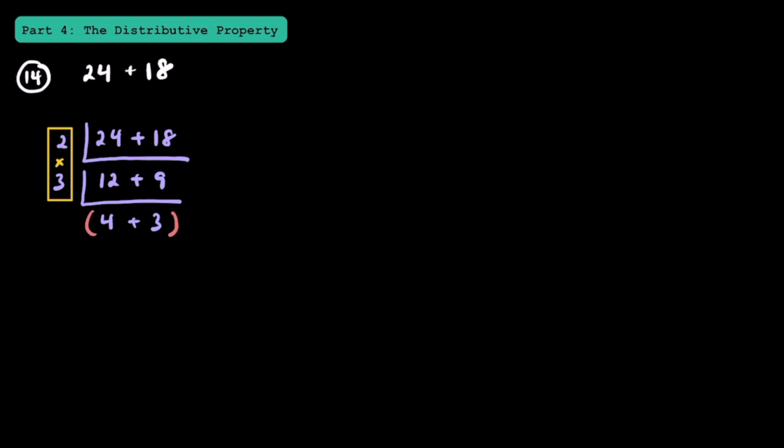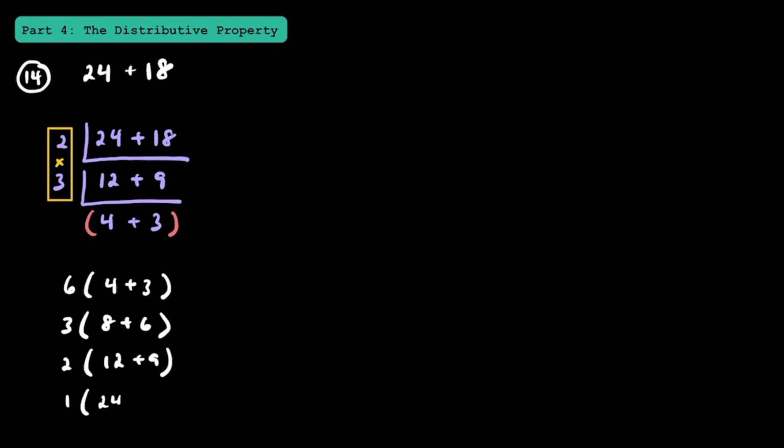We can rewrite 24 plus 18 using the distributive property and write 6 times the quantity of 4 plus 3. You could also rewrite the expression as 3 times the quantity of 8 plus 6, 2 times the quantity of 12 plus 9, or 1 times the quantity of 24 plus 18. While you could write it these different ways, this top one is preferred because it has the GCF on the outside and relatively prime terms on the inside.